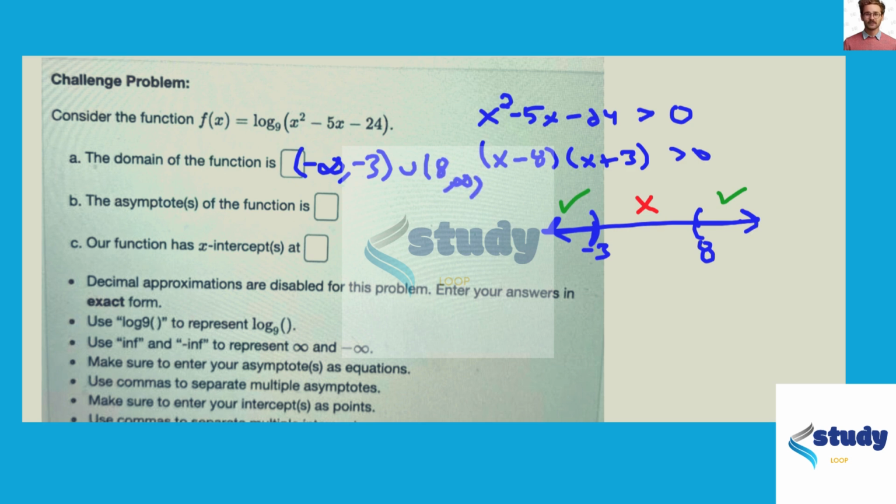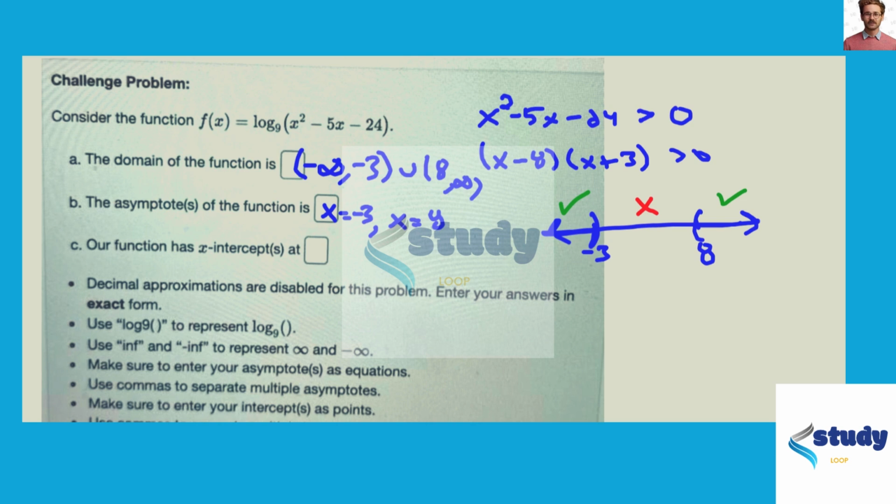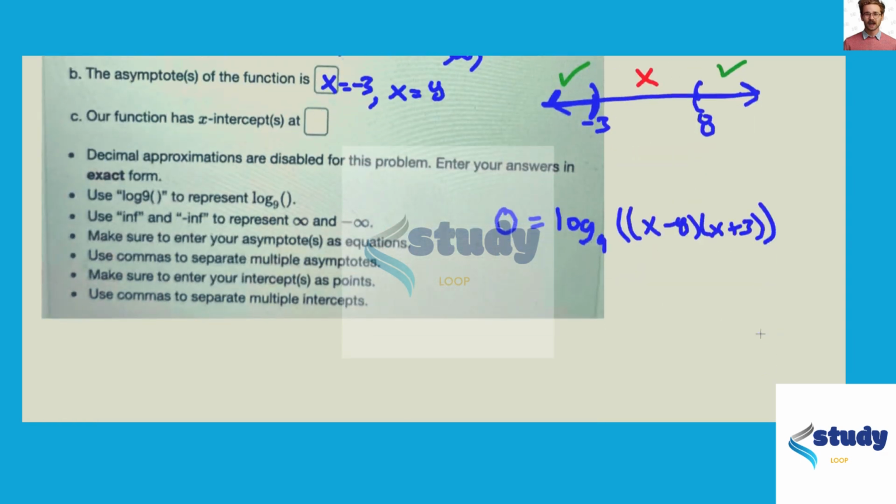The asymptotes would be x equals -3 and x equals +8. Now, the x-intercepts would be when the function is equal to 0. I'm using the factored form here.